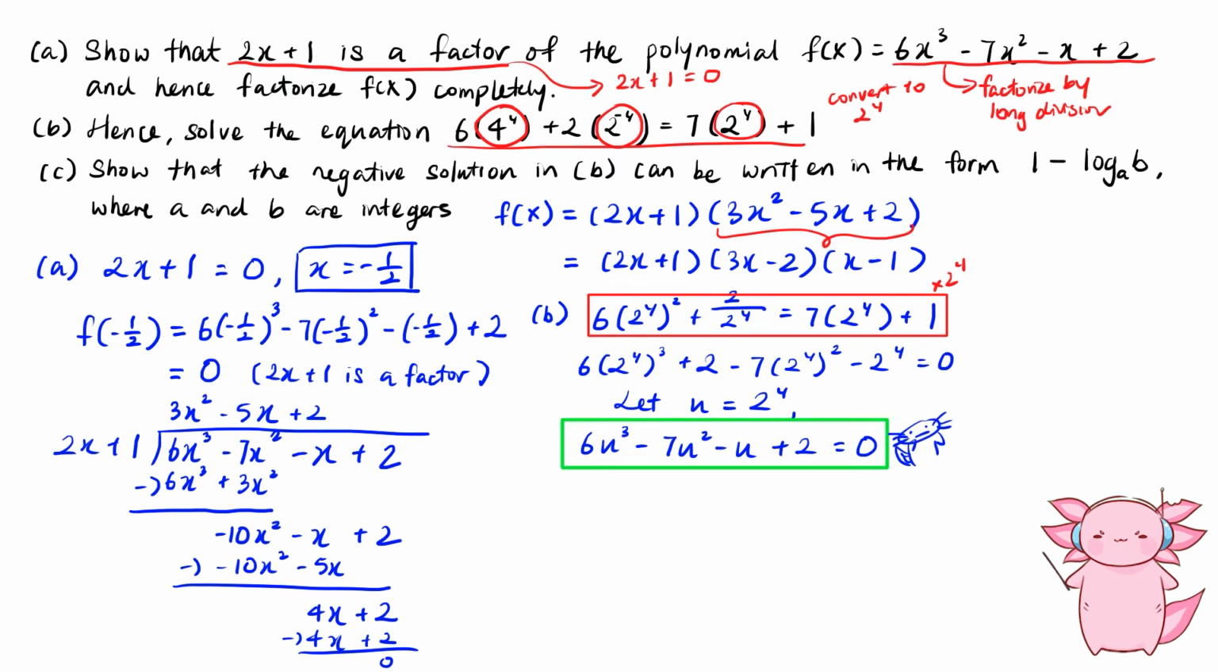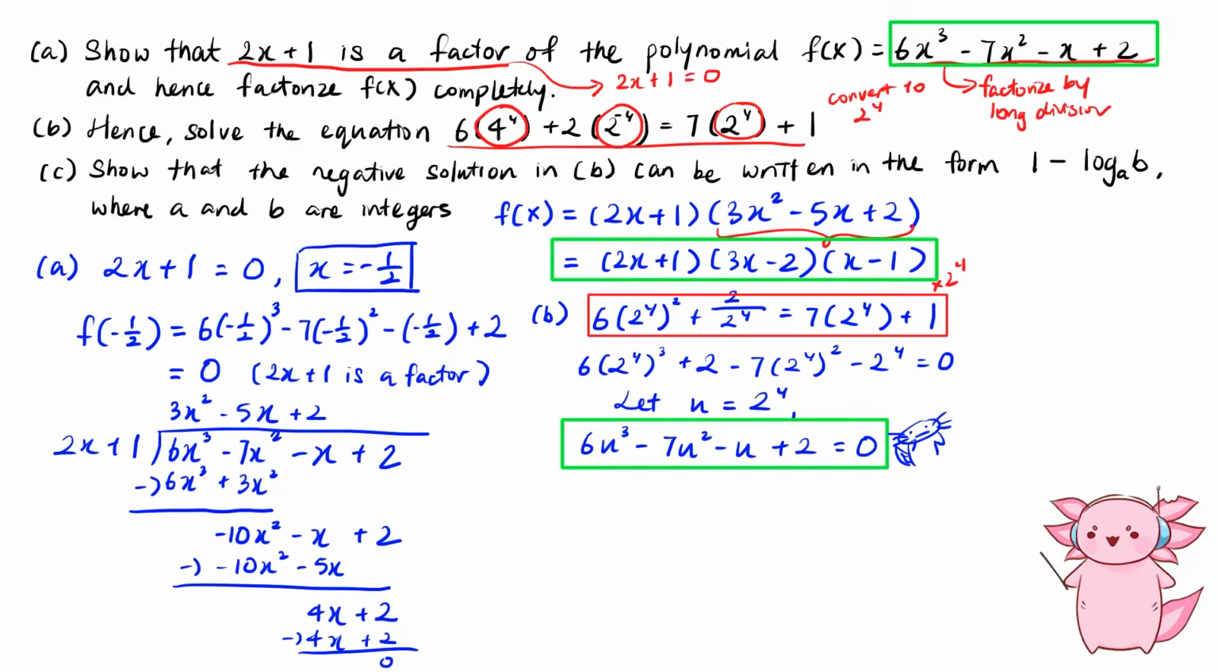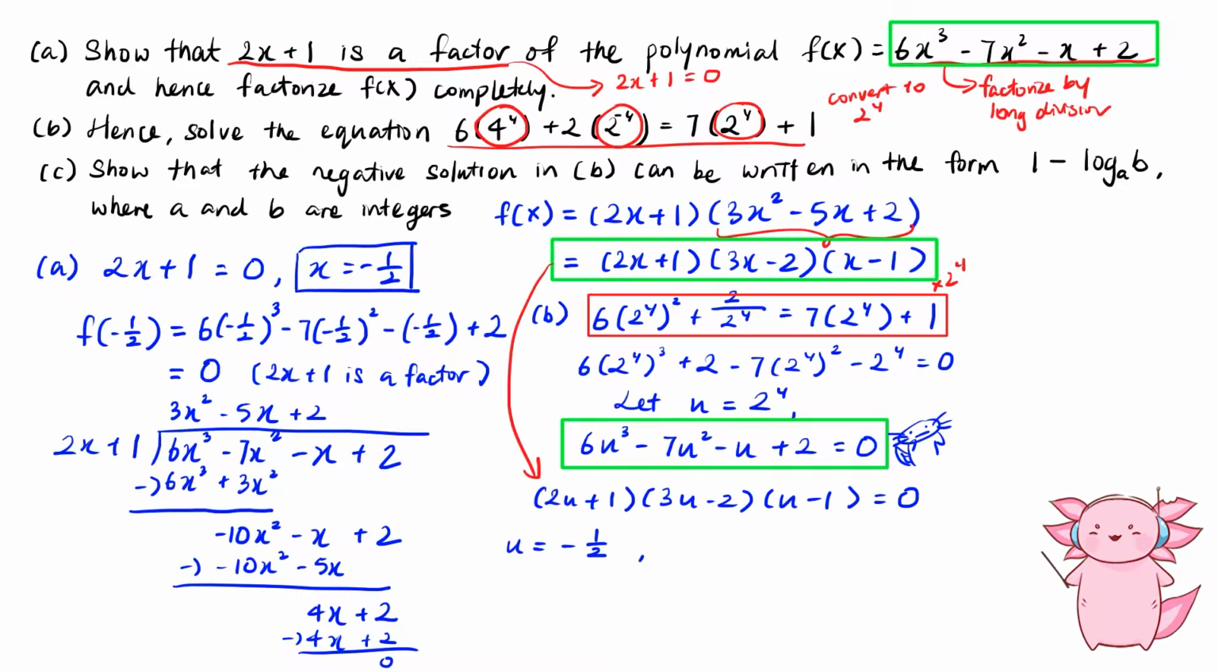Now, do you notice something really familiar about this polynomial over here? That's right, this is the exact equation that we have in part A. So we can just take the factorization that we did in part A and apply it here, and we get u is equal to negative half, u is equal to 2/3, and u is equal to 1.